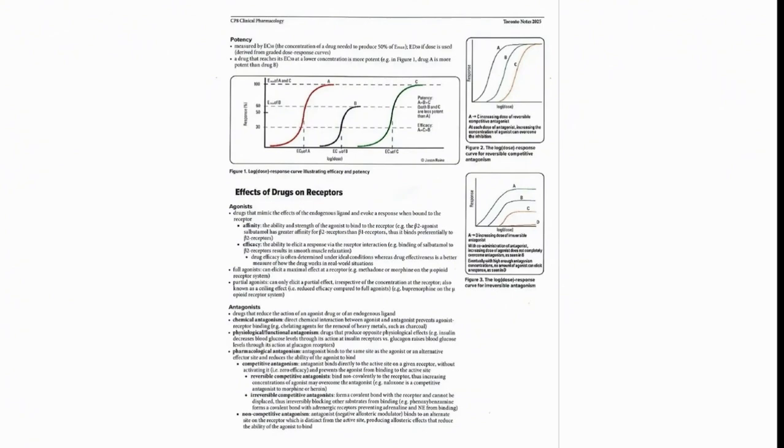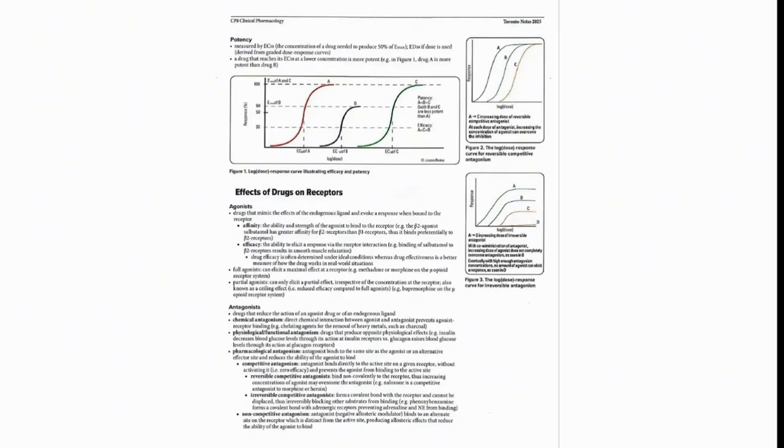Figure 3 illustrates irreversible antagonists. As the antagonist's concentration increases, the maximum response decreases, and eventually, even very high agonist concentrations cannot restore the original effect. Unlike reversible antagonists, efficacy decreases and the loss of effect cannot be overcome.